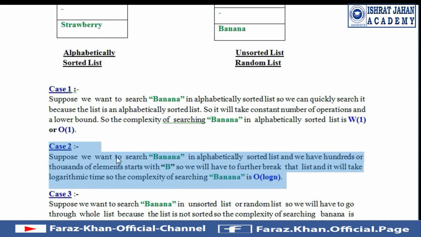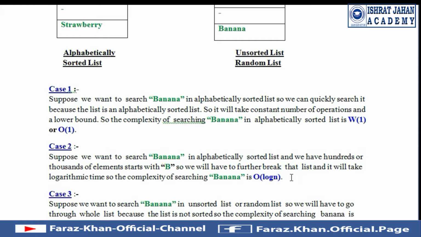Let's read it again. Suppose we want to search banana in an alphabetically sorted list and we have hundreds or thousands of elements that start with B, so we will further break that list and it will take logarithmic time. So the complexity of searching banana is O(log n), right? Whenever we break that list, we will call it log time. We will call it O(log n). So the time complexity of finding banana whenever we have hundreds or thousands of elements starting with B would be O(log n), right? Let's take another example.